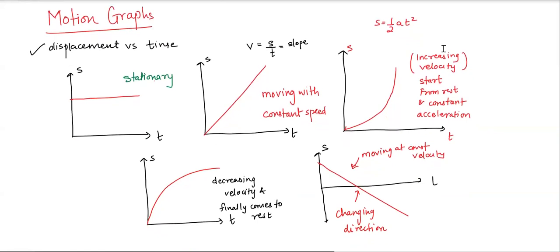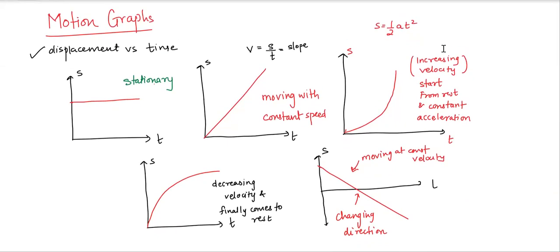Now, the motion graphs are very important, and we will start with some distance versus time graphs. In the first graph, the distance versus time graph, this is stationary, so you will see a horizontal line. It means the object is at rest. If the object is moving with a constant speed, it will be a straight line passing through the origin. Even if it is not passing through the origin, if it is a straight line, it is a constant speed. Then if it is accelerating at a constant acceleration, then the velocity will be increasing. You will see a curve upward. Now, what does that mean exactly?